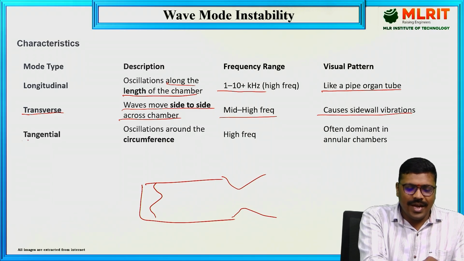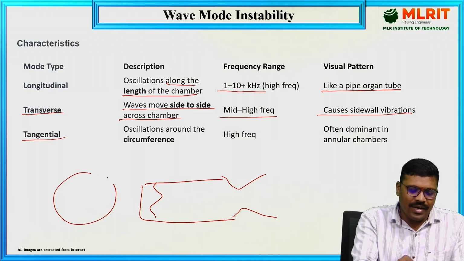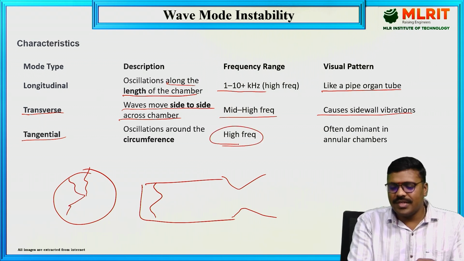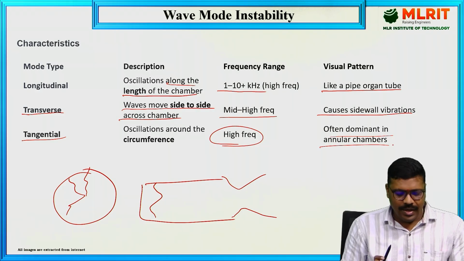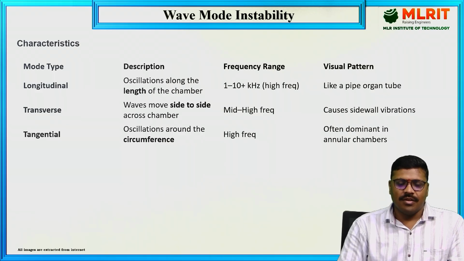Next, tangential oscillations are oscillations around the circumference. These are high frequency oscillations, often dominant in annular chambers. Generally, in annular combustion chambers, we can experience this tangential wave mode of instability.